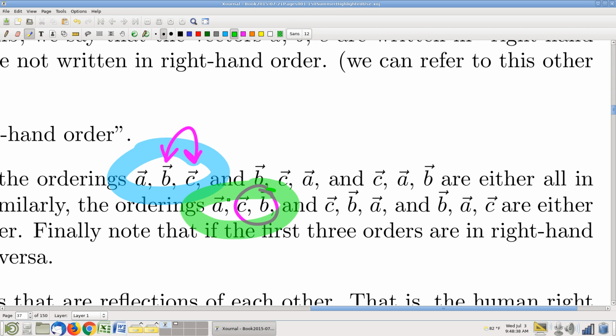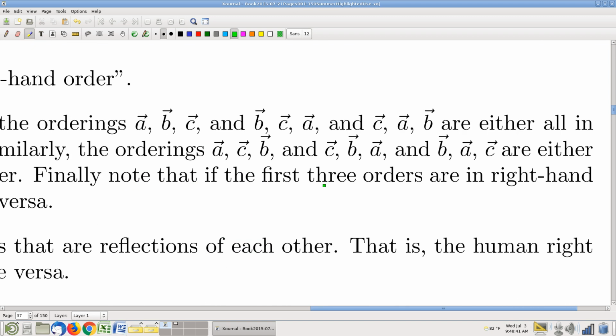The other thing is these two orderings are reflections of each other, and this is, I think, really easy to see. Let's look at my left hand and my right hand, and these are clearly reflections of each other. So this right-hand order, left-hand order business has all the geometric earmarks of clockwise, counterclockwise, just for three vectors in three dimensions.